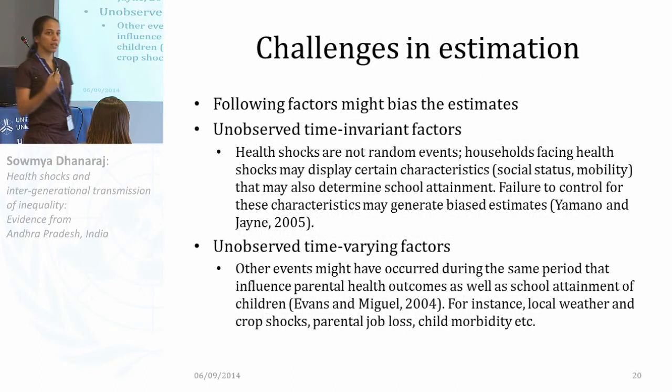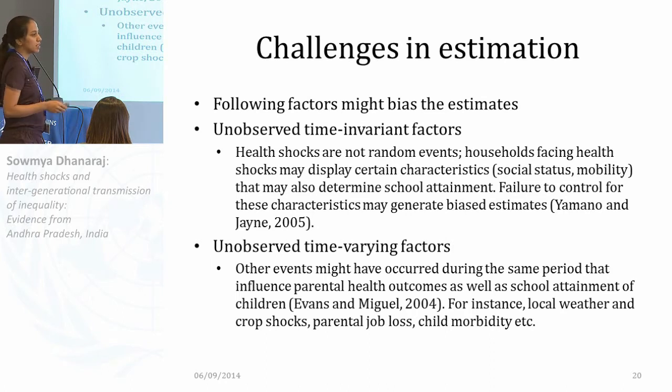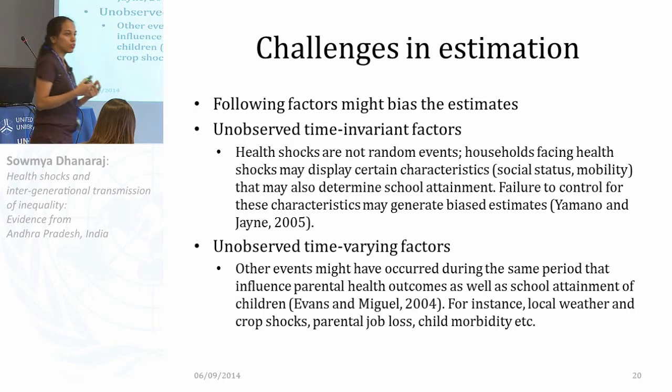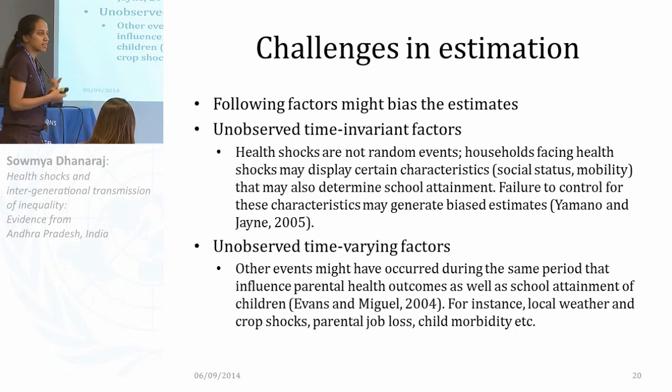Before I go and estimate my model, I find that there might be factors that might bias the estimates. For example, there might be unobserved time invariant factors. Health shocks are in themselves not random events. So, households facing health shocks may display certain characteristics like social status and mobility that might also determine school attainment. So failure to control for these characteristics will generate biased estimates.